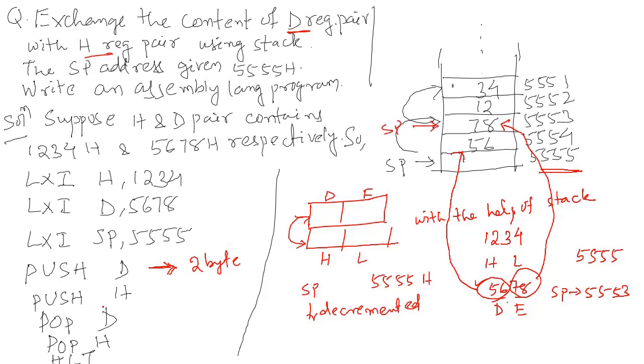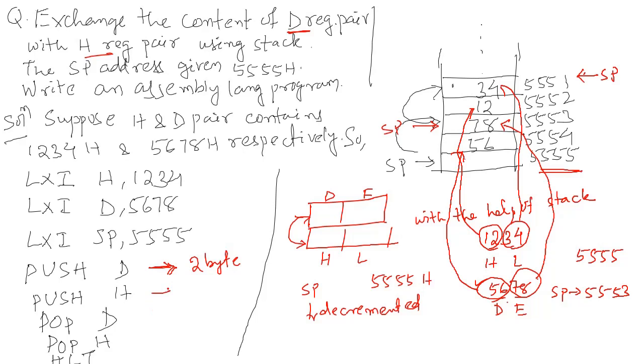The next line will push H. What will happen in this instruction? Push H. H is containing 12 and L is containing 34. Then push H will move 12 to this location and 34 to this location, and the stack pointer value will again change to 5551.